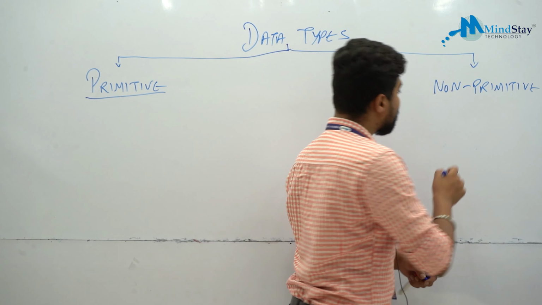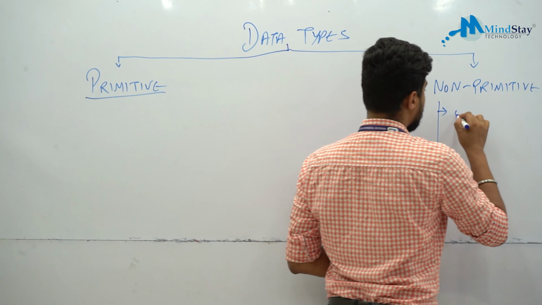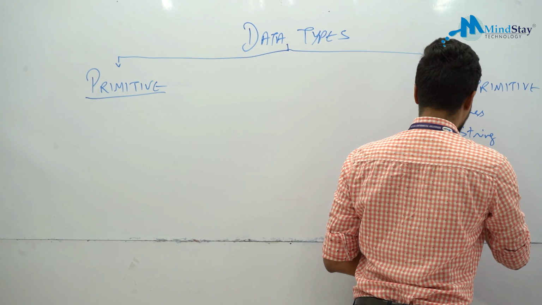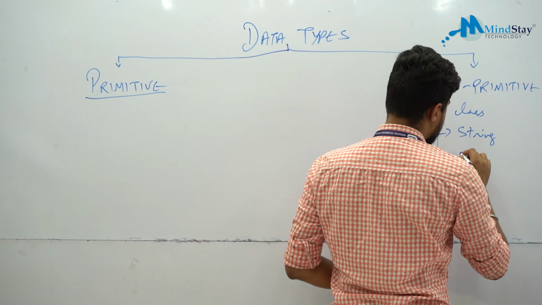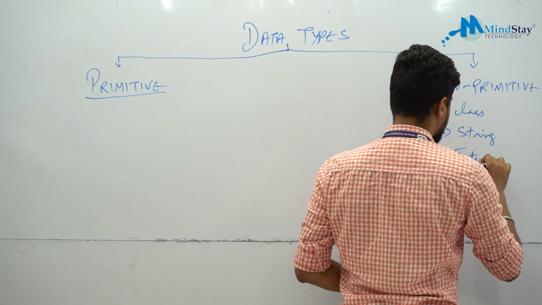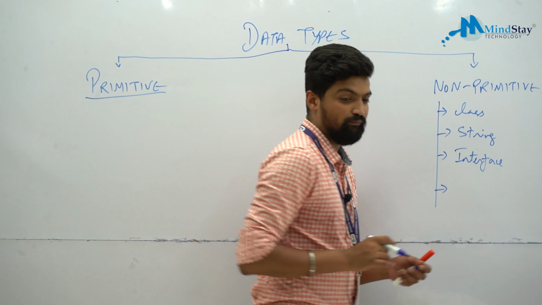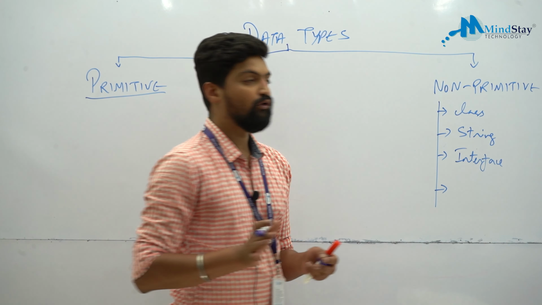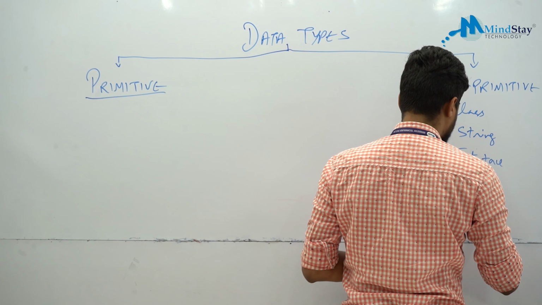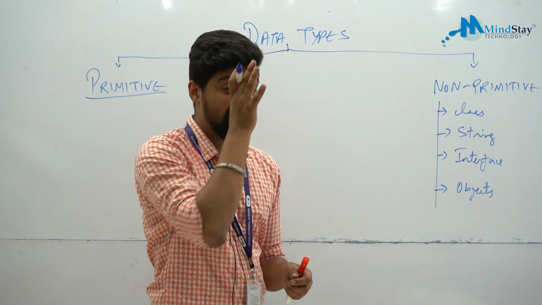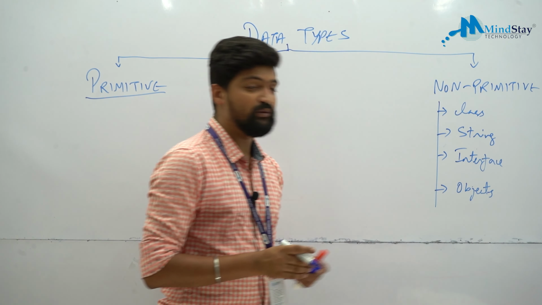In this section we have class, we have string, we have let us say interface, and many more. We also have objects. Now these are something that the users will create, right?